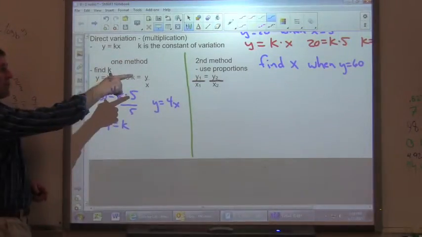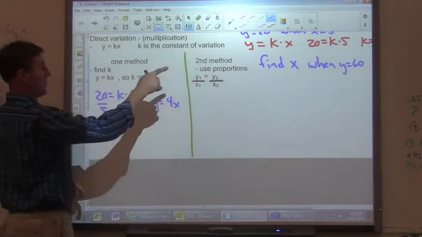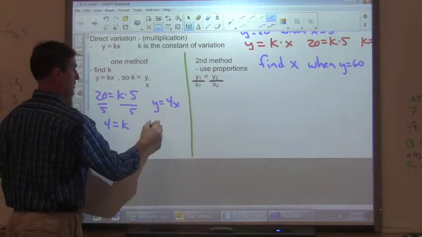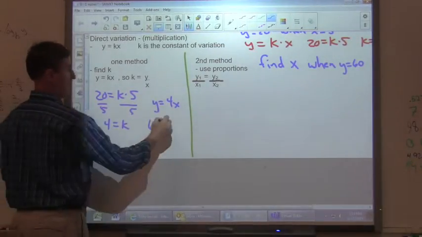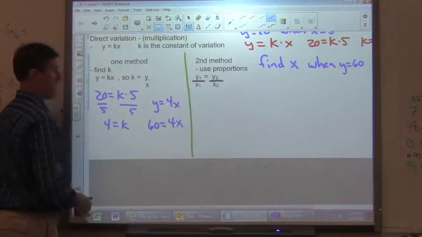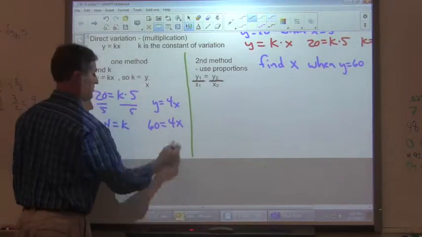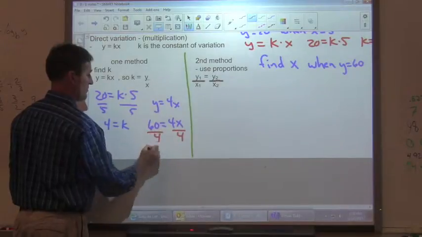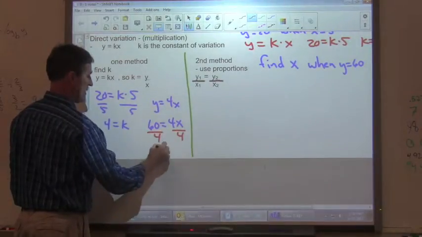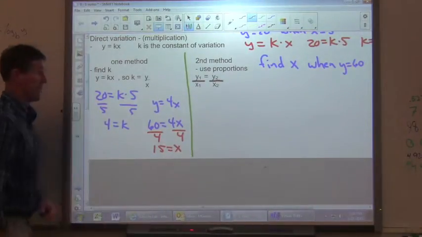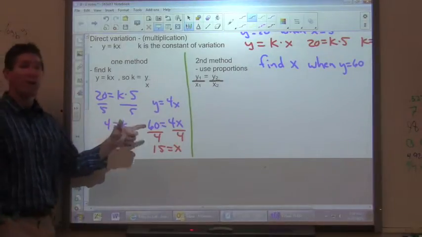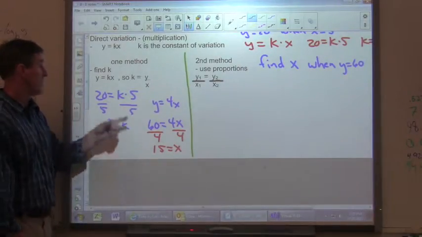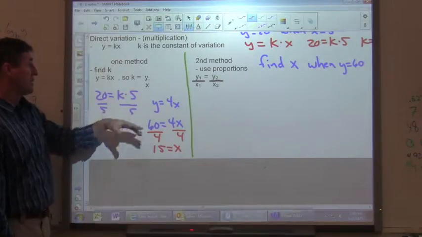So now we plug in the rest of the information. We know that y is now 60, so we plug it in. And we solve for x, so we divide by 4. And we get 15 equals x. So that's one way to solve this problem. If we solve for k and then use this.